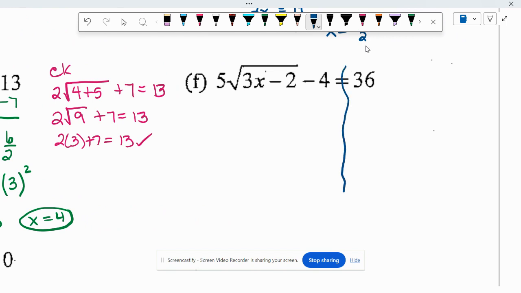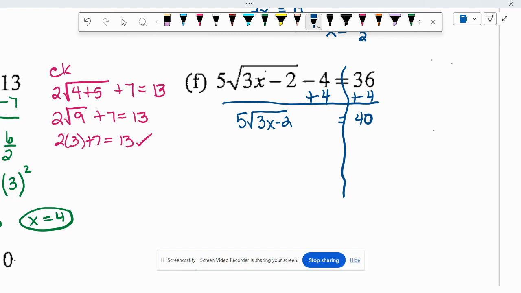Okay. What are we going to do here? Add 4 to both sides. Who said that? Good job, Zach. Add 4 to both sides. So 5 times the square root of 3x minus 2 equals 40.